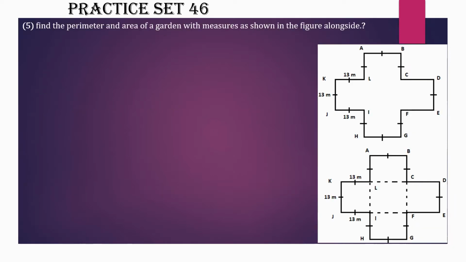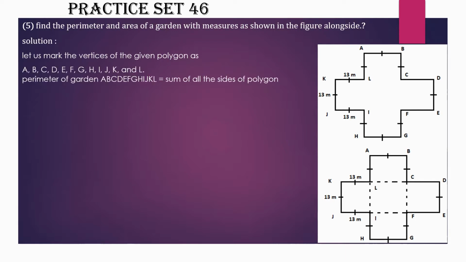Fifth question and the last question of practice set 46. Find the perimeter and area of a garden with measures as shown in the given figure alongside. The first figure shows the garden with measures and the names of the polygon. Now let us mark the vertices of the given polygon as A, B, C, D, E, F, G, H, I, J, K, L.